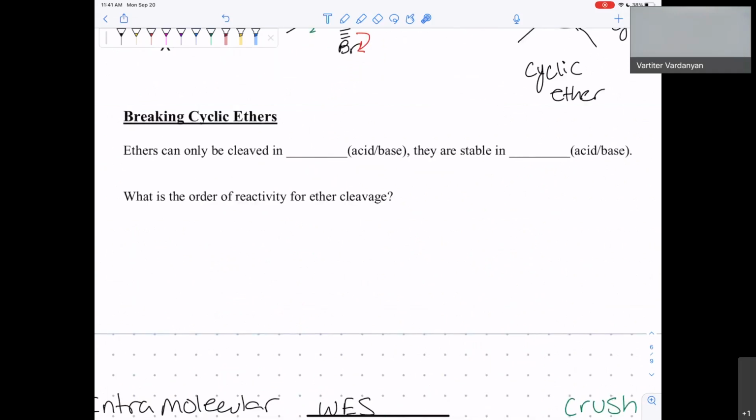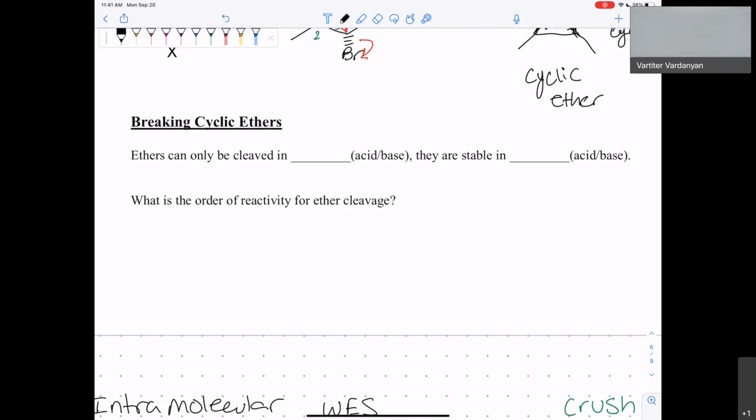So ethers can only be cleaved in... You said acid or base. That's wrong, actually. So regular ethers can only be cleaved in acid. They're going to be stable in base. Exactly. So what does that mean? I will show you.